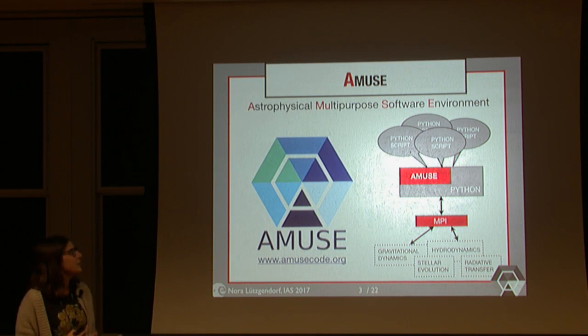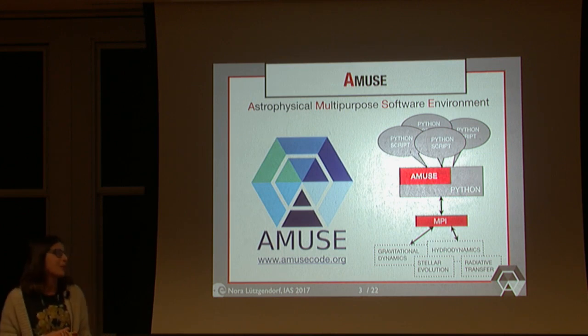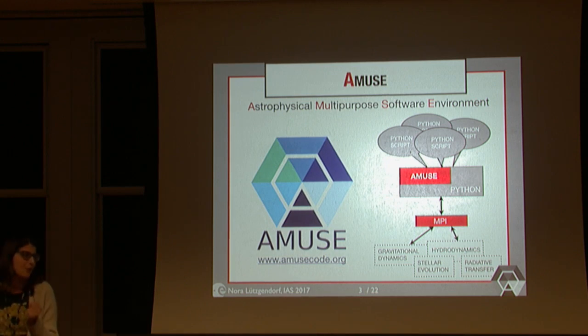And the best way to do this is AMUSE. That's the Astrophysical Multipurpose Software Environment. And I'm sure Simon will tell you more about this on Friday. But for everybody who wants to make a simulation that has more than one specific physics in it, or even just one physics, I can highly recommend AMUSE.